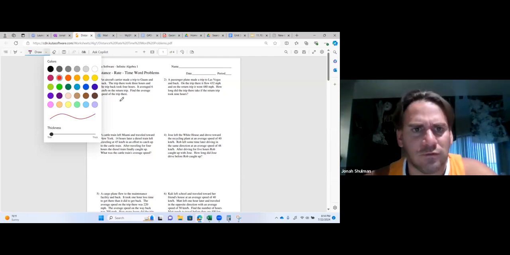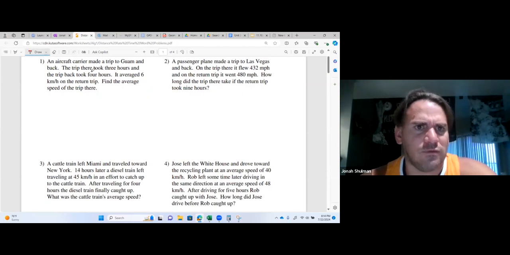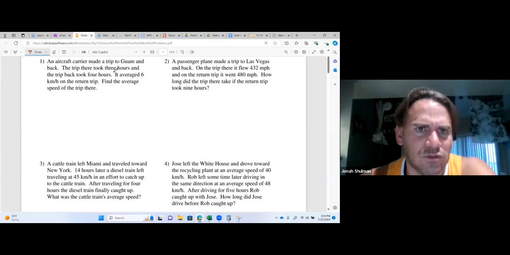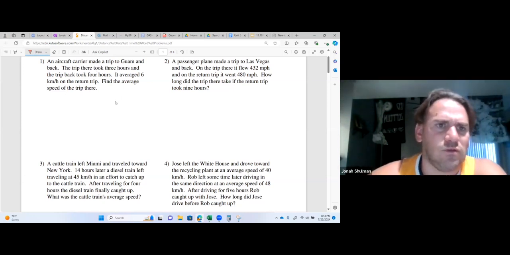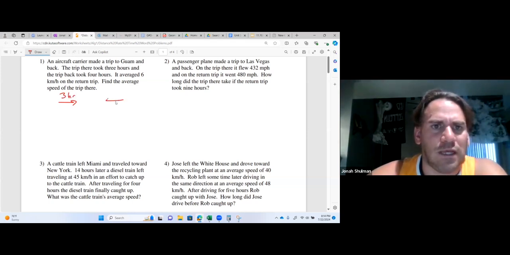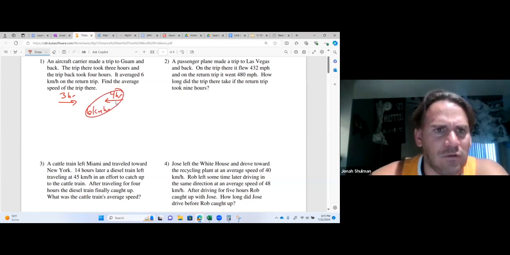All right, we'll start with the first one. An aircraft carrier made a trip to Guam and back. The trip there took 3 hours and the trip back took 4 hours. It averaged 6 kilometers per hour on the return trip. Find the average speed of the trip there.